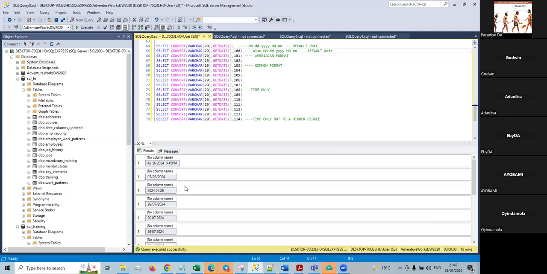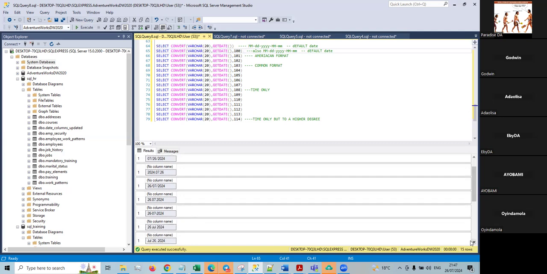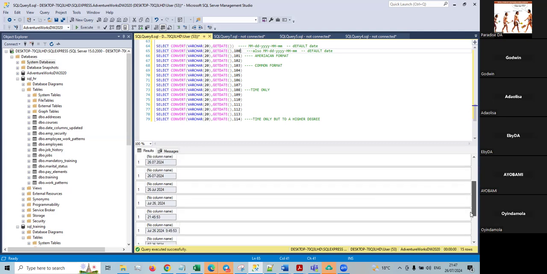100, 101, 102, 103, 104, 105. I think 106. Okay, 106 goes back to 26th July, but in a different way, taking just the first 3 characters of the month. This gives us another one.